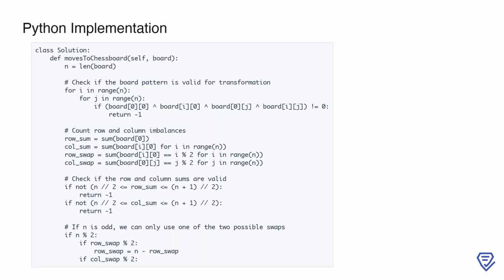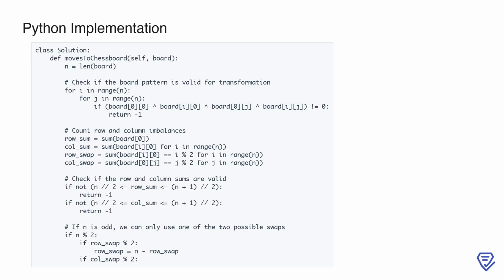Here, we're implementing the function movesToChessboard within the Solution class. The first step is to determine the size of the board, which we store in the variable n. Then, we check if the board's pattern is valid for transformation into a chessboard. This is achieved through a nested loop that iterates over every cell in the board. Using the XOR operation, we verify that the top left corner, the current row, and the current column align with the chessboard's alternating pattern. If at any point this condition is not satisfied, the function immediately returns -1, indicating that the transformation is not possible.